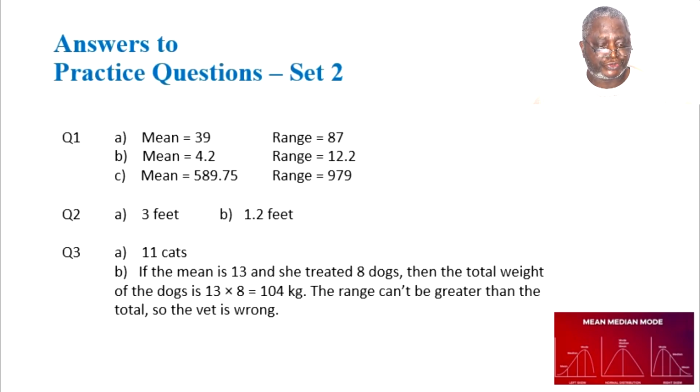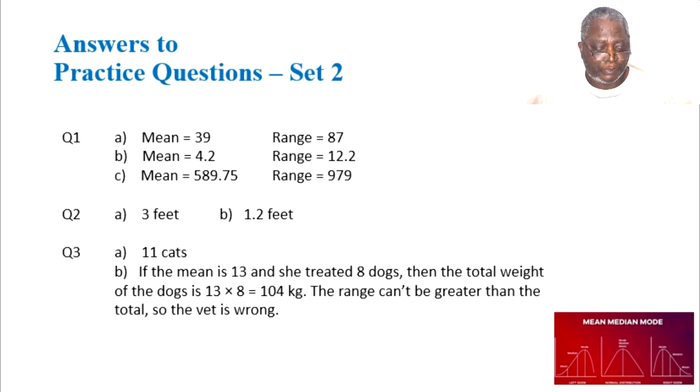And the answers, question 1. A. Mean 39, range 87. B. Mean 4.2, range 12.2. C. Mean 589.75, range 979. Question 2. A. 3 feet. B. 1.2 feet.